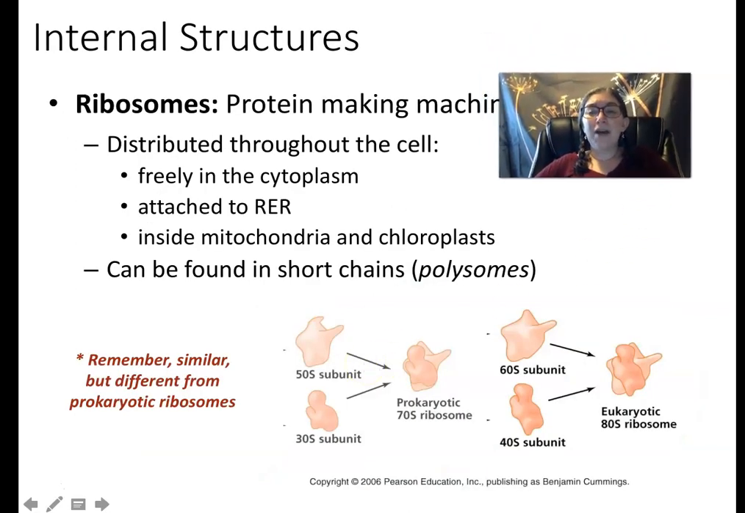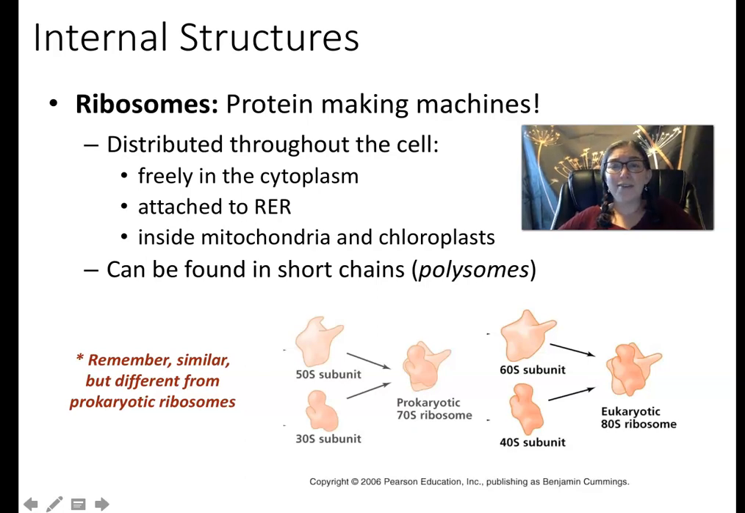So, other internal structures: of course, all cells, prokaryotes and eukaryotes, must have ribosomes. And ribosomes are these protein-making machines. In prokaryotes, they are just freely scattered throughout the cell. In eukaryotes, they are found throughout the cytoplasm, but they are also found attached to the rough endoplasmic reticulum. And they're also found in the mitochondria and chloroplasts. But remember, those are the 70S variety, the sort of prokaryotic variety that are found in those organelles.